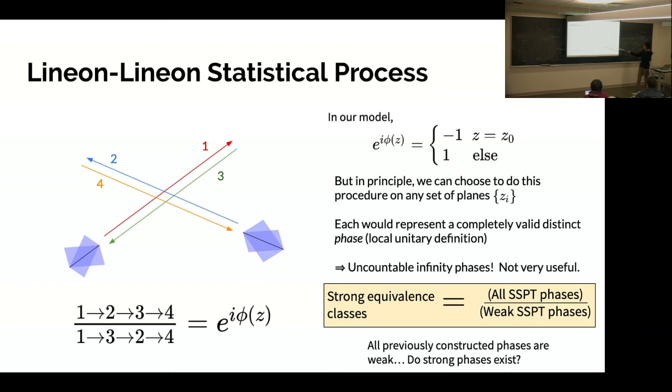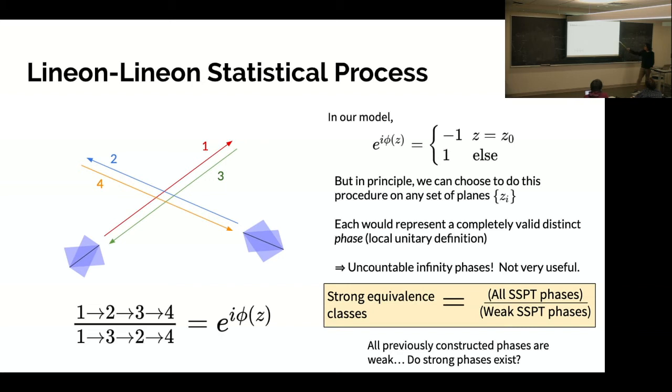Right, and so it's definitely non-trivial, but in principle, we can choose to do this procedure on any selection of planes we want, right? We can choose to give them semion statistics on any selection of planes, and each would represent a completely valid, distinct phase of matter. You can't, by arbitrary local perturbations, change any of these statistical phases.